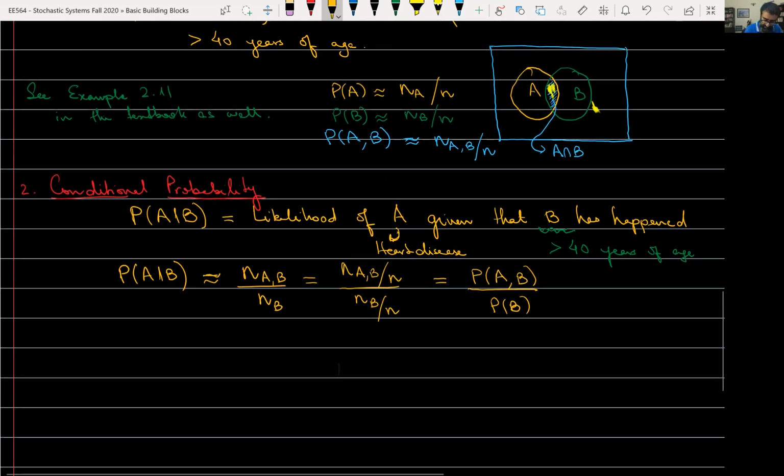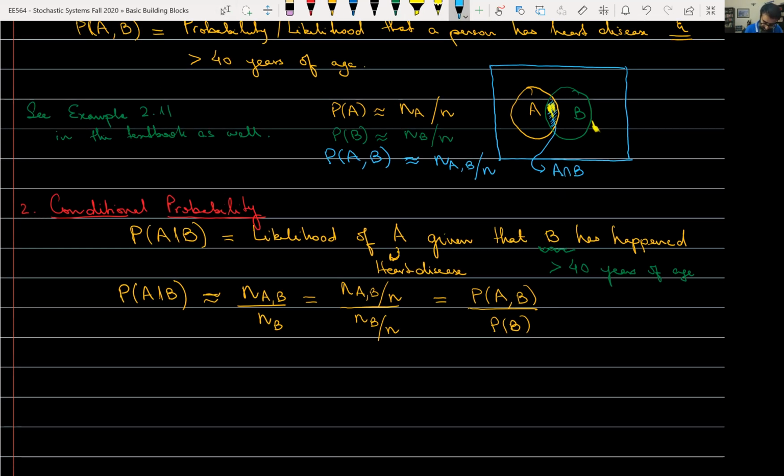So let me rewrite this here again. Probability of A given B is equal to probability of A comma B divided by probability of B. This is of course not a formal proof, just an intuitive explanation. I'm not going to do a formal proof here, but this is what it is. The conditional probability of A given B is equal to the joint probability of A and B divided by the probability of B. This is a rule we're going to keep using throughout the course. Okay, let's do an example for this now.